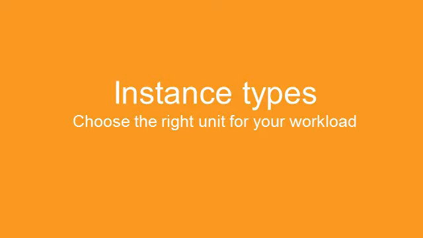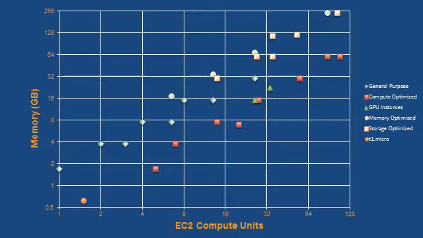Okay, so the next thing we're going to talk about is instance types and choosing the right unit for your workload. You can see here a slide which maps the different instance types that AWS offers, and the bottom axis here shows EC2 compute units, so how much relative CPU power the different instances have. And the vertical axis shows memory, so how much RAM is available to the different instance types. You need to just bear in mind that those are log scales, so every time you cross one of those grid lines, you are doubling the amount of memory or CPU performance from the previous grid line.